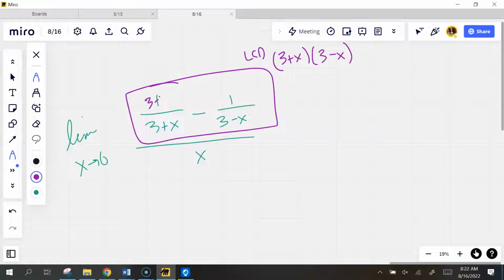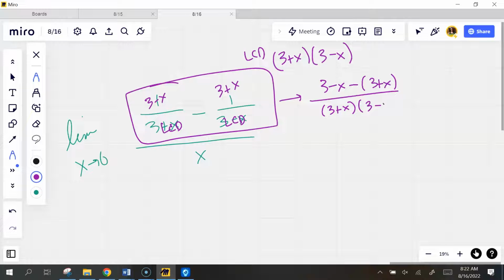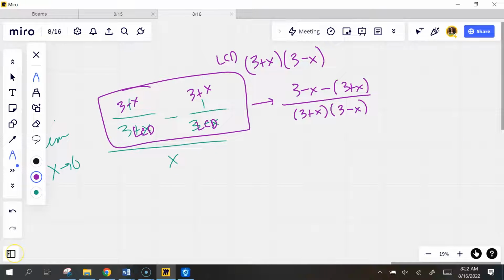So this one needs a 3 minus x. This one needs a 3 plus x. So that would put them both over that LCD. And now I can combine the tops. So I would have 3 minus x minus 3 plus x over 3 plus x, 3 minus x. Y'all okay there? I don't know what that's going to do for me, but I'm fixing to find out. 3 minus 3 is nothing. Negative x, so I got negative 2x over 3 plus x, 3 minus x.